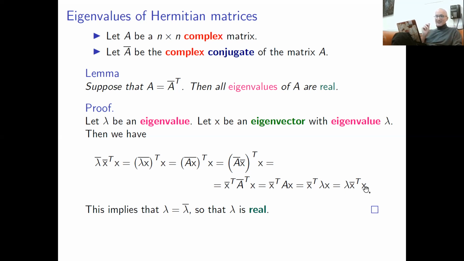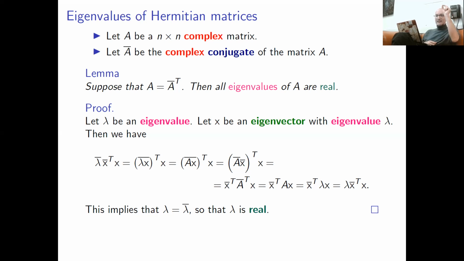So the last step of the proof, we just need to explain why this x bar transpose times x is a non-negative number, so we can divide by it. It's a number. We only need to know it's not 0, so we can divide by it. But we can actually write it explicitly.